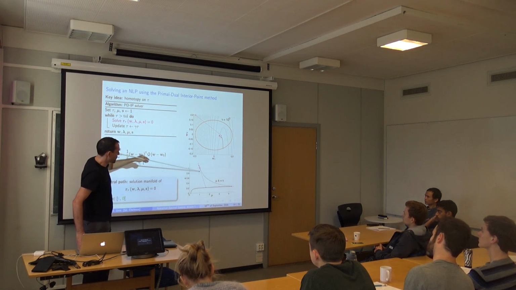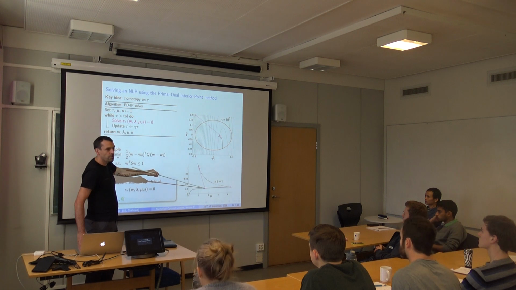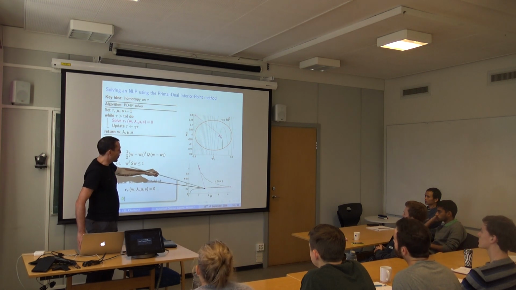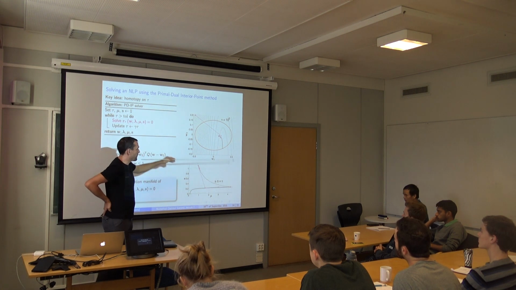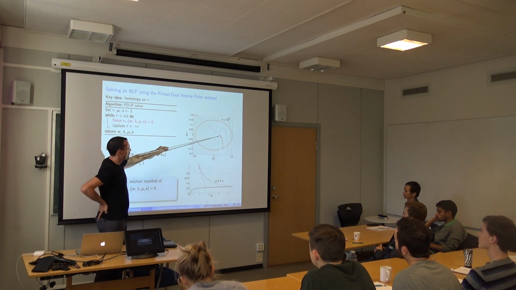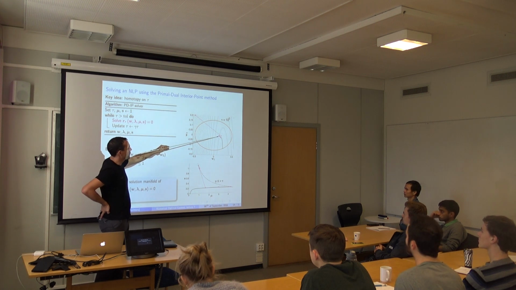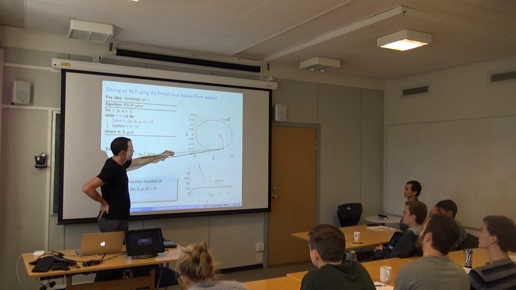Same story here. The first Newton step brings you here. You are already on the central path. So all these iterations that you're taking to get to the entrance of the central path, and these iterations here, they are actually useless work because there's no interest in going to this point. You will anyway go down this path.